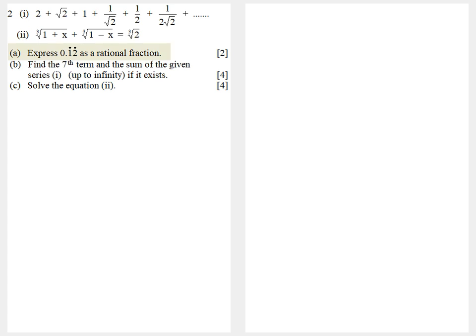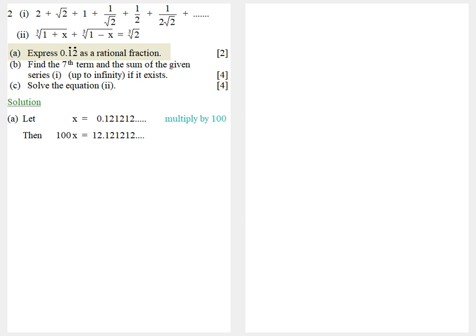Now in part A, we're asked to express 0.12 recurring, that is 0.121212 and so on, as a rational fraction. Now, to do this, let x equal 0.121212. And because there are two numbers that are recurring, we multiply by 100.